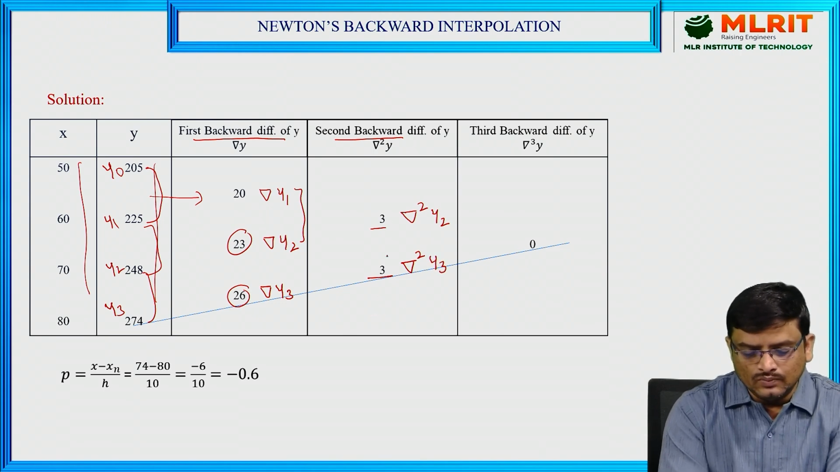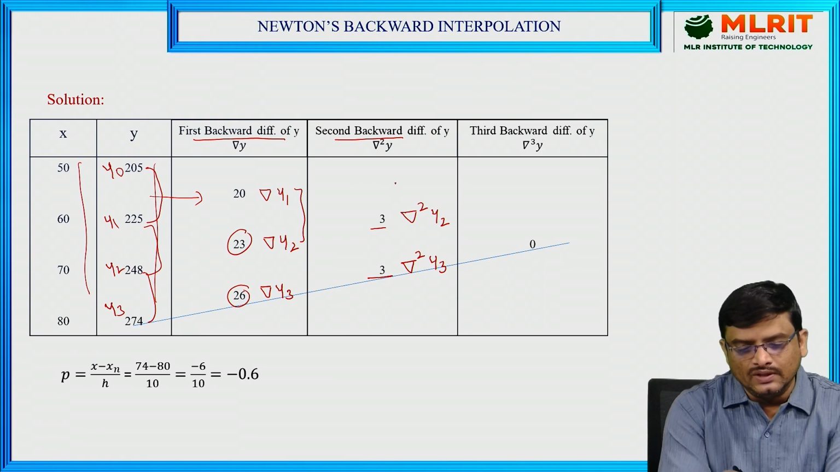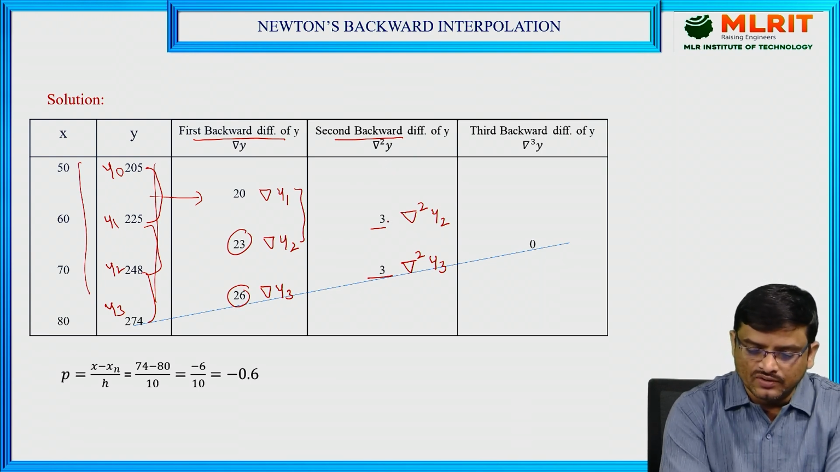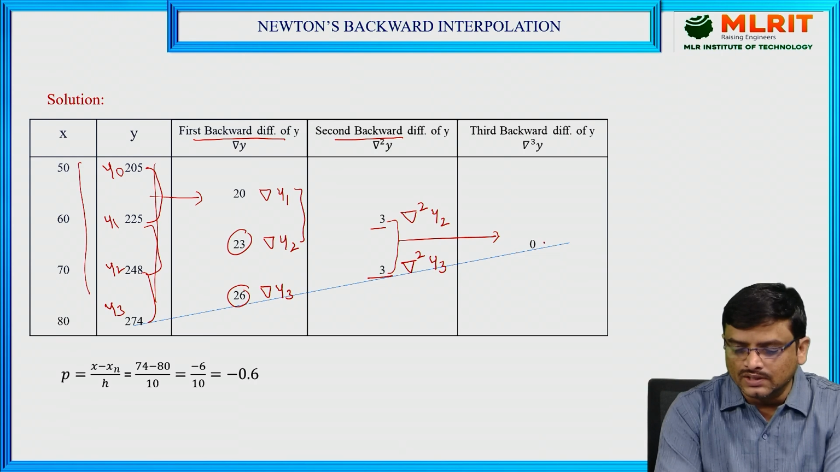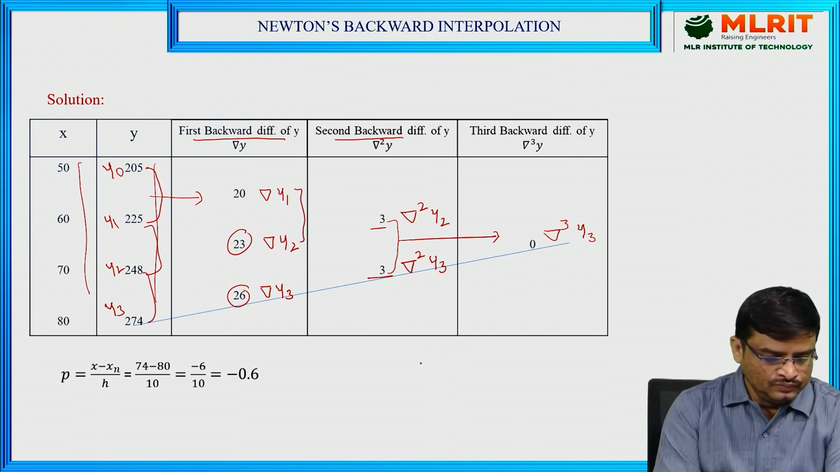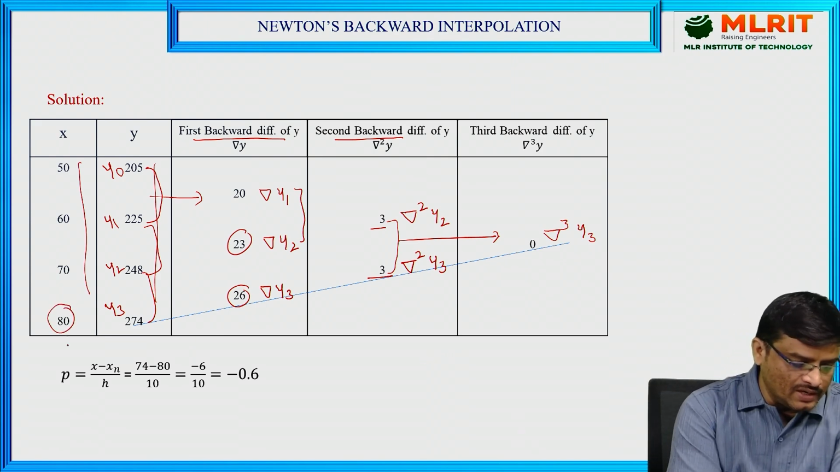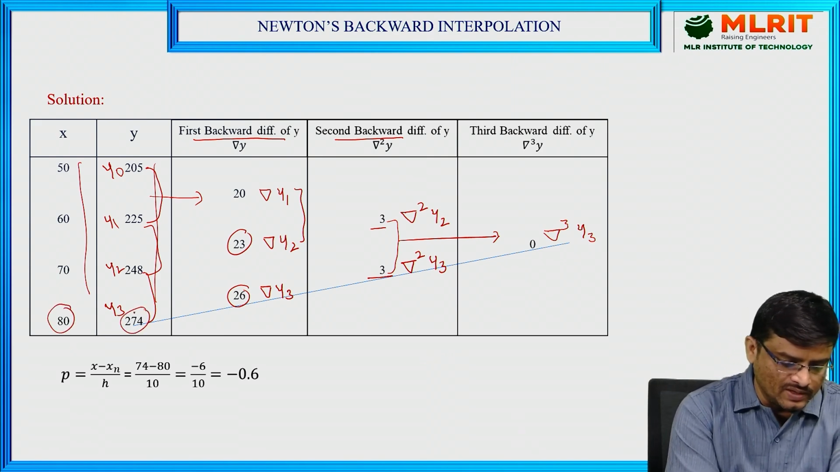Okay, 3. With both values we got 3 in the second backward differences. Once again you find the differences of this, which is 3 minus 3, equal to 0, which is represented with del cube y suffix minus 3. So this is the last value of x and this is the last value of y.